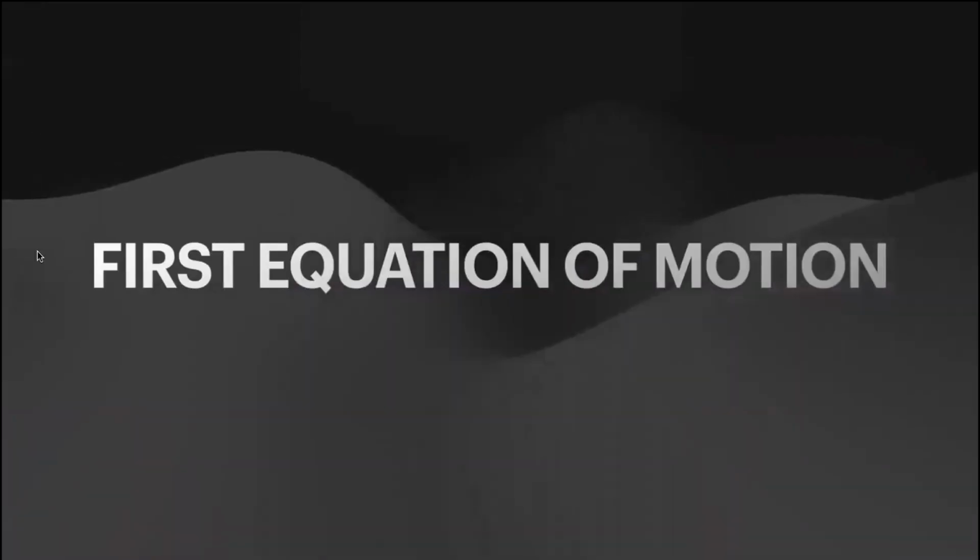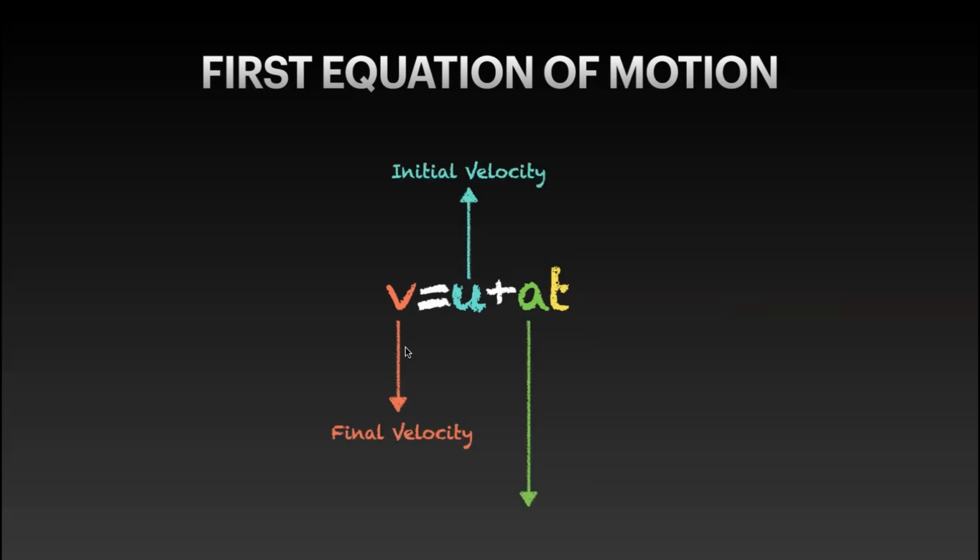Now, what is the first equation of motion? The first equation of motion is V is equal to U plus A T. So what are the terminologies involved? V is nothing but final velocity. U is nothing but initial velocity. A is nothing but acceleration. And T is nothing but time taken.